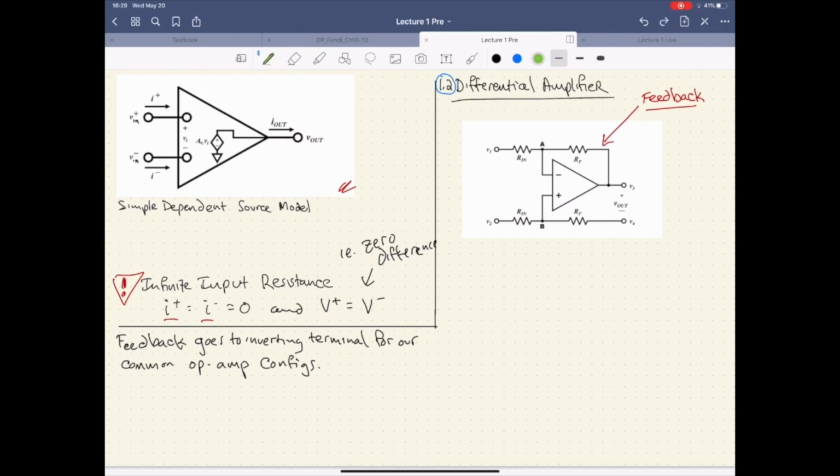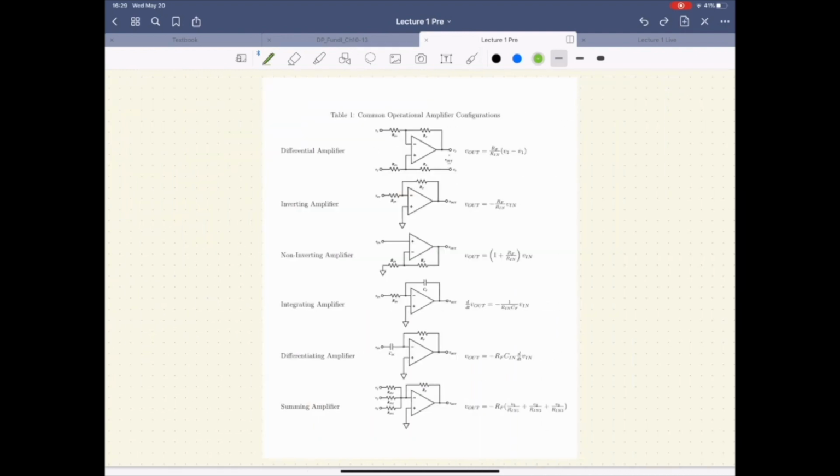All right, let's dissect one of the diagrams that we have for our common op amp configurations. Let me show you some of the different configurations available to us. The name of the game here is going to be figure out what Vout is based on our inputs and based on our resistor values and the given configuration. So we're going to derive a number of these today, and you're going to be expected to be able to use them and derive them yourself on homework problems and subsequently on exams and tests.